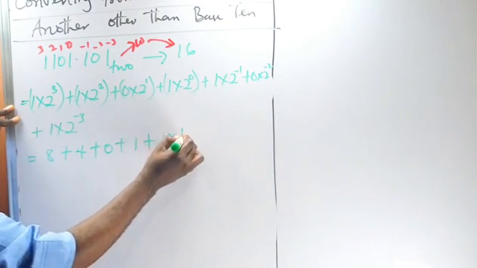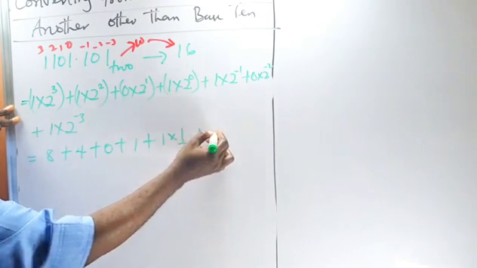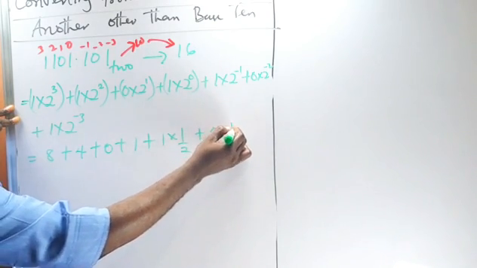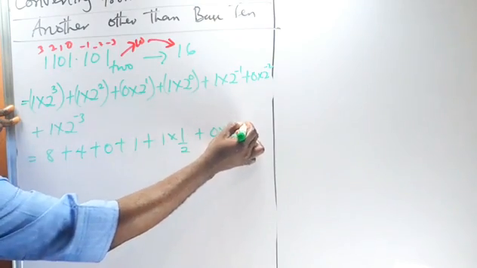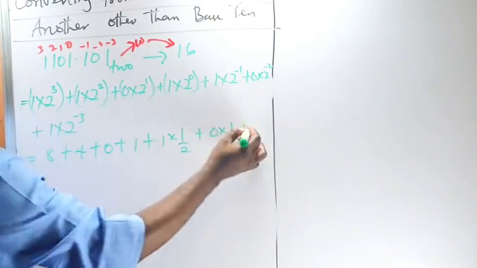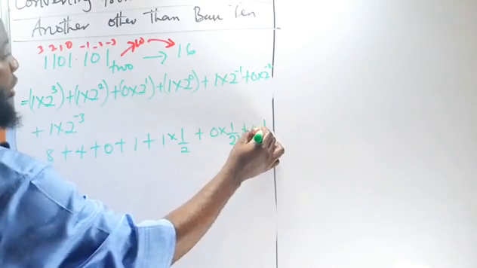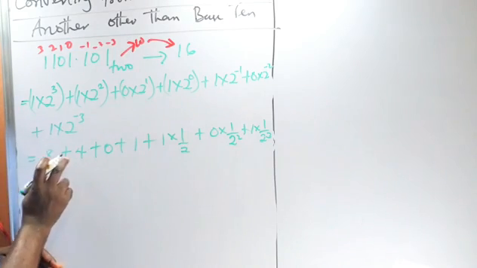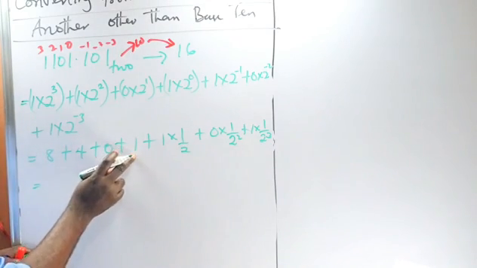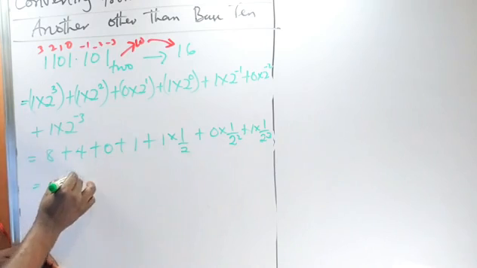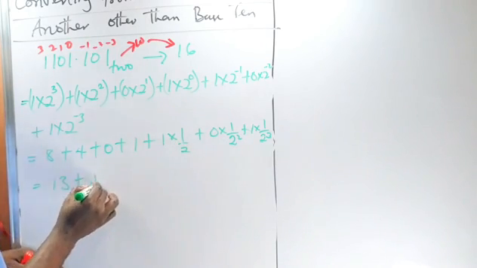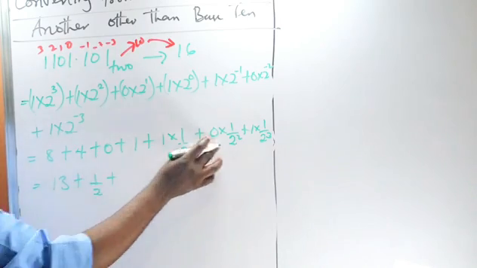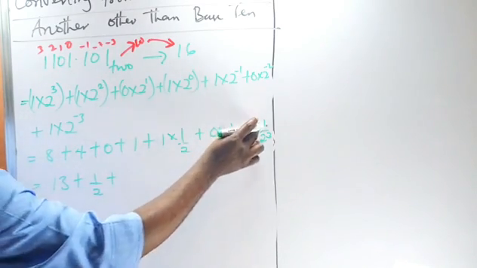That is 1 times 1 all over 2. Plus 0 times 1 all over 2 raised power 2. Plus this one, 1 times 1 all over 2 raised power 3. So we have this together. This is 12 plus 1, 13. That is 13 plus 1 over 2 plus 0. This is 0 plus 1 times 1, 1.